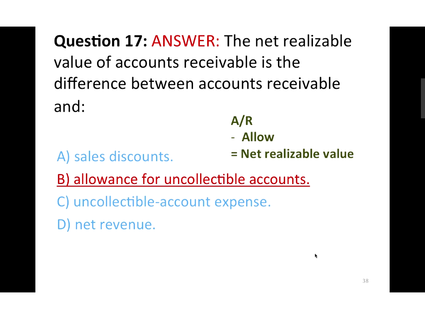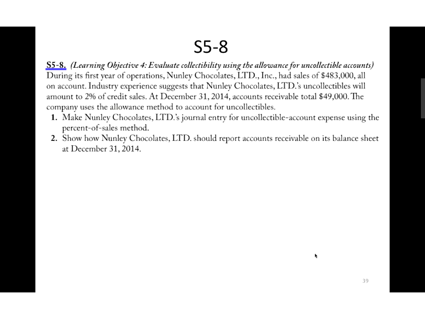Now we're going to do short exercise 5-8. We're just going to do a couple quick entries. We have a chocolate company that has its first year of operations. It had sales of $483,000, all on account. So they made all their sales on account, and industry experience suggests that the chocolate company's uncollectibles will amount to 2% of credit sales. Credit sales are just those sales that are on account. At December 31st, accounts receivable totals $49,000, and the company uses the allowance method.